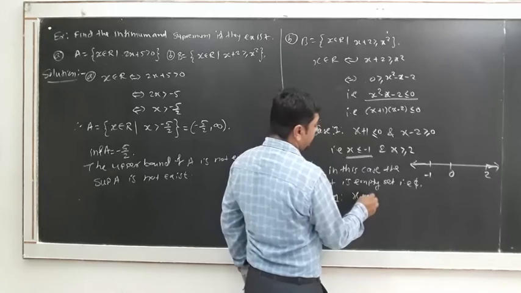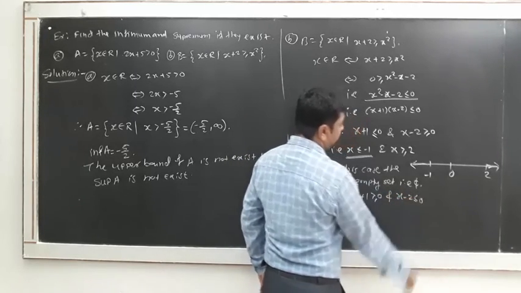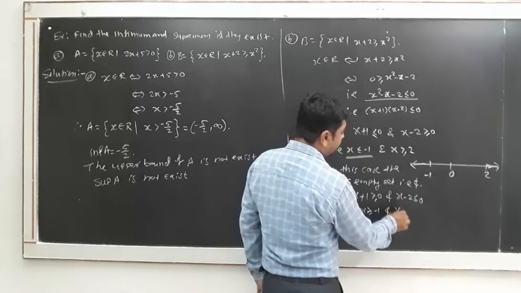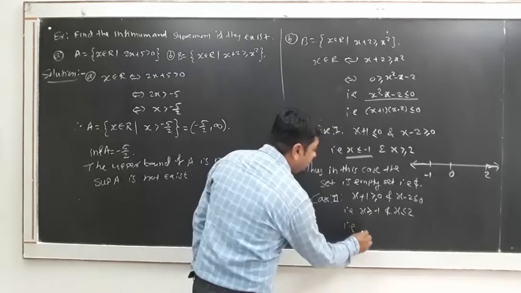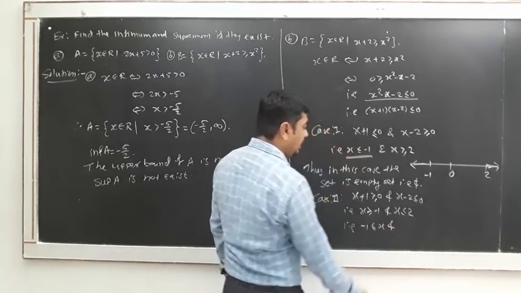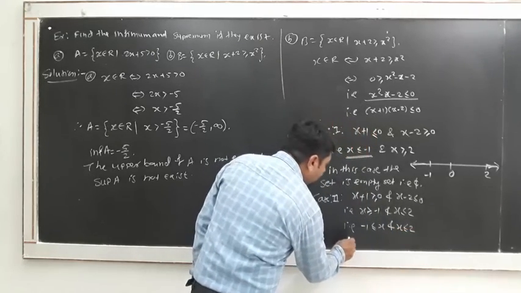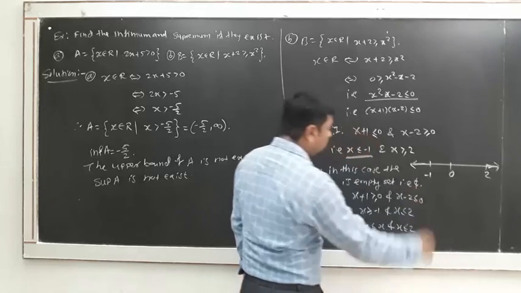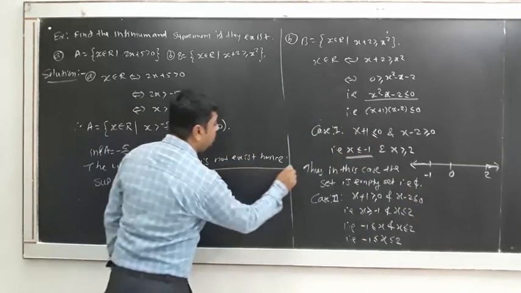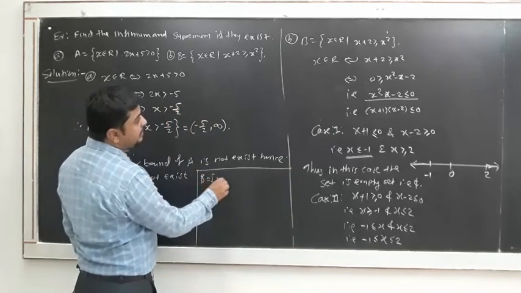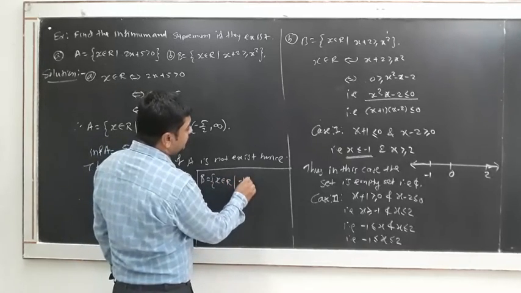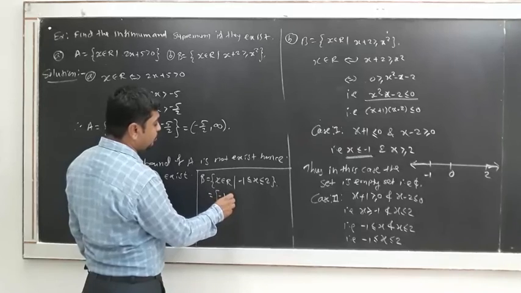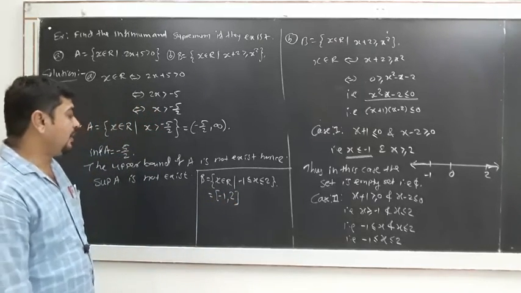In the second case, what we can take, x plus 1 greater than or equal to 0 and x minus 2 less than or equal to 0. Or what we can take, x is greater than or equal to minus 1 and x is less than or equal to 2. And what we can write, minus 1 is less than or equal to x and x is less than or equal to 2. That is, minus 1 less than or equal to x is less than or equal to 2. So what we are getting here, the set B is equal to all x belongs to R such that minus 1 less than or equal to x is less than or equal to 2. Or we can write this set like this, the closed interval minus 1 to 2.